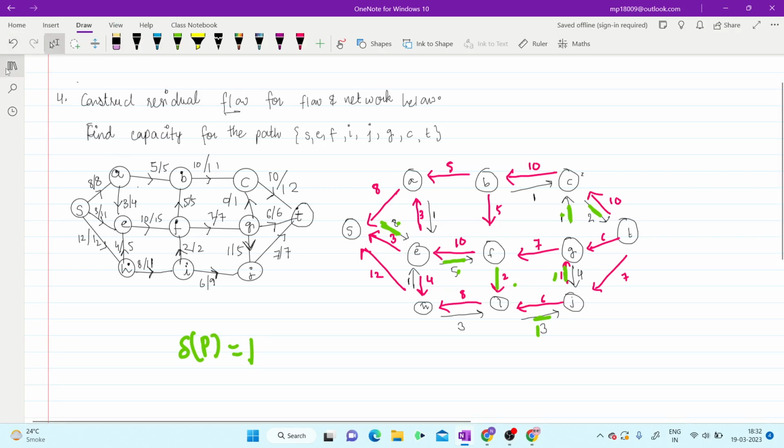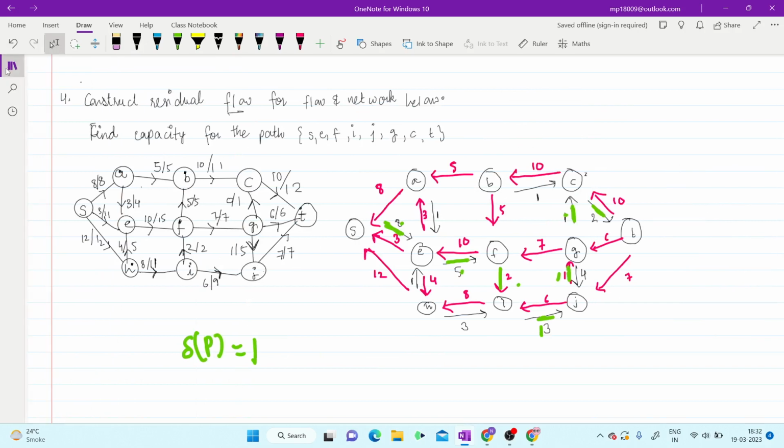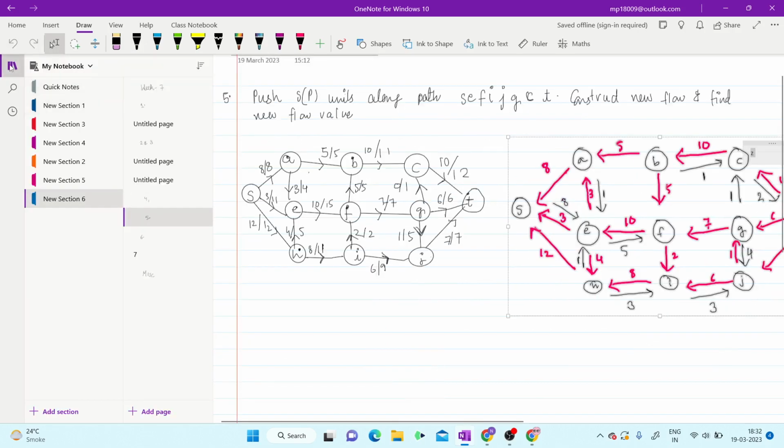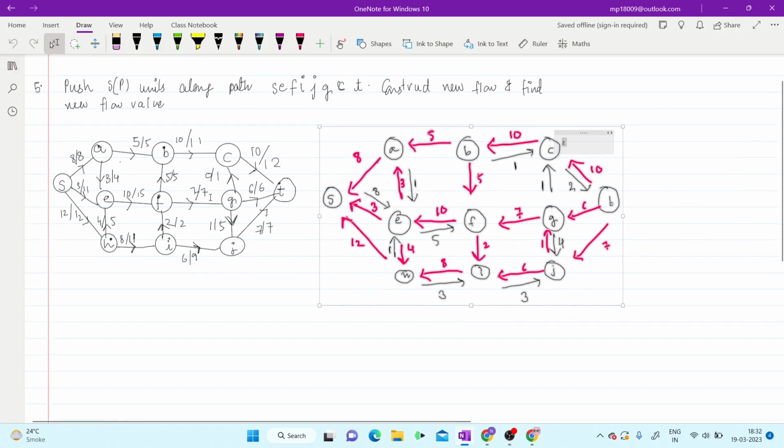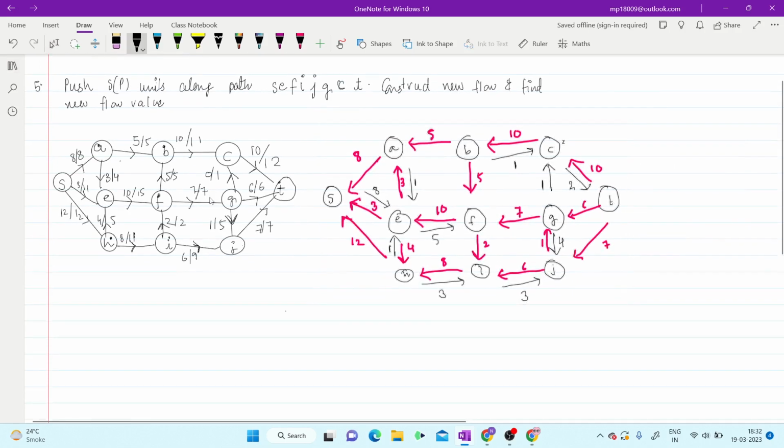Is this clear? Okay. So now the next part is, we have this flow diagram, and we also have the same augmenting path with capacity 1, which we found in the previous question: S E F, F I, I J, J G, G C and C T. So now we have an augmenting path with path capacity 1. How do we construct the new flow? What will be our new flow?